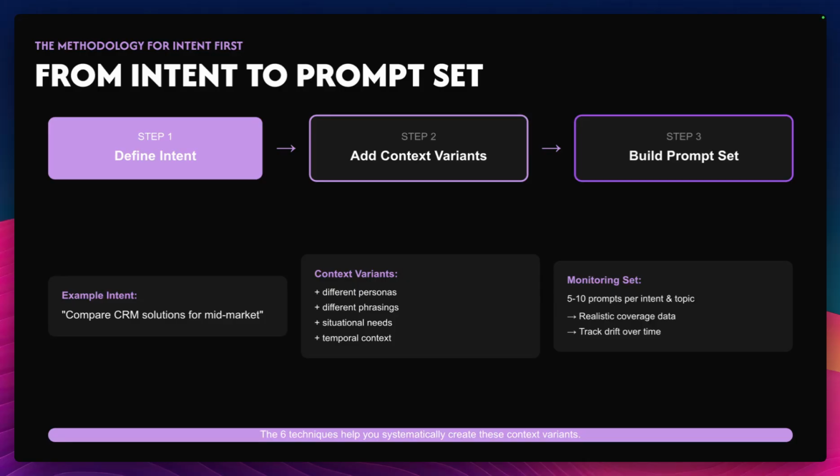And as I said, you need more prompts for intent first, prompt tracking more or less, because you need 5 to 10 prompts approximately per intent and topic, which can get a lot if you have a bigger site.